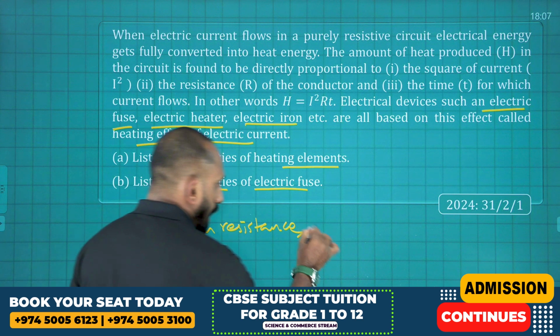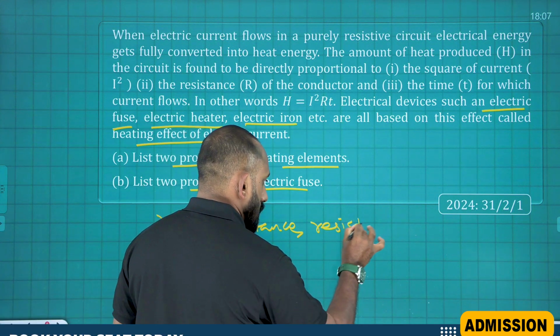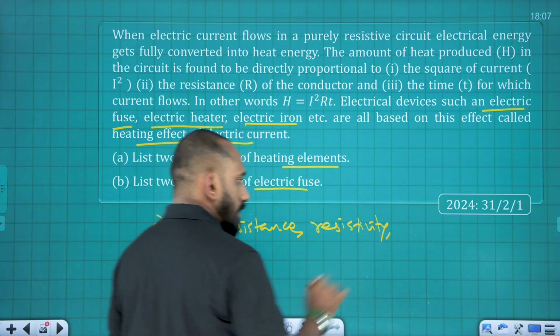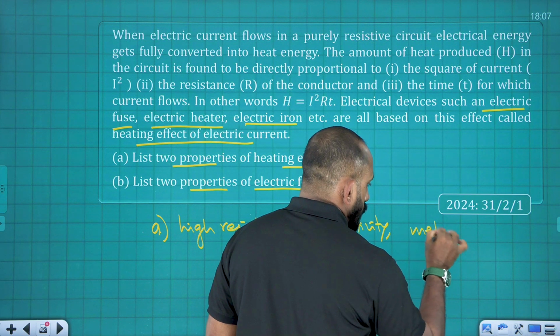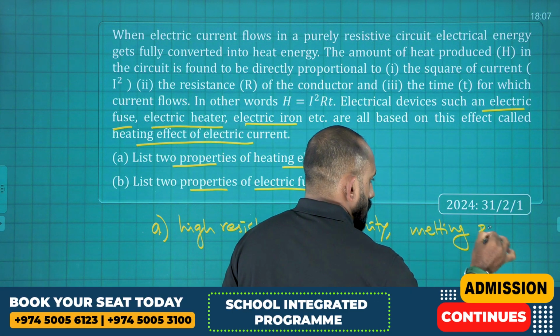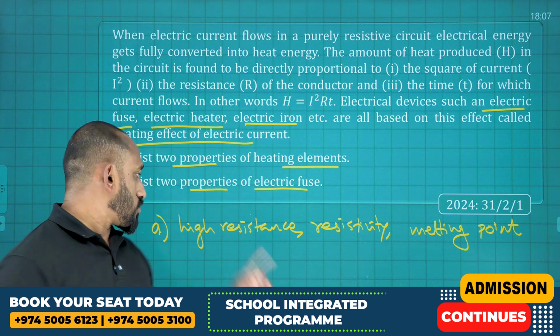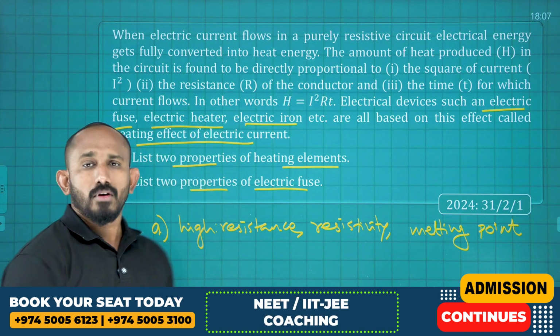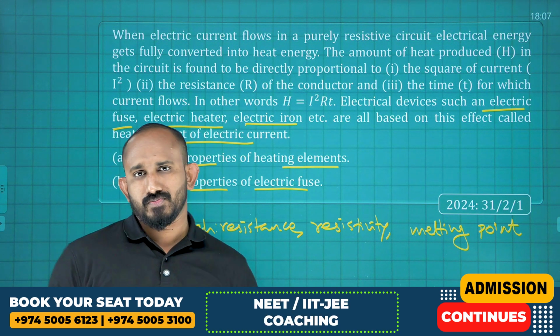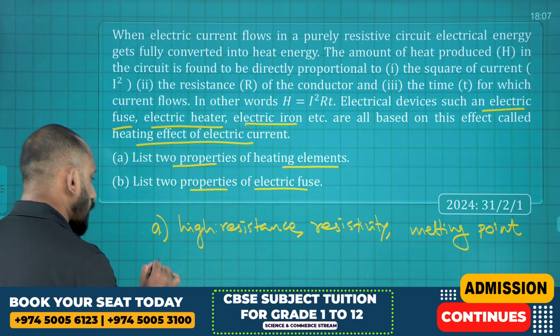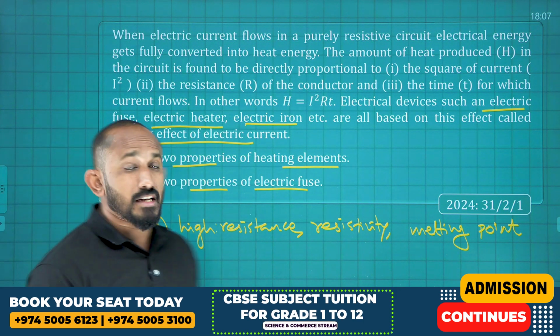One quality, high resistivity. Another quality, the melting point also high, so they should not melt easily. The melting point should be higher. So this all should be high for a heating device. Got it? Now for B, list two properties of electric fuse.